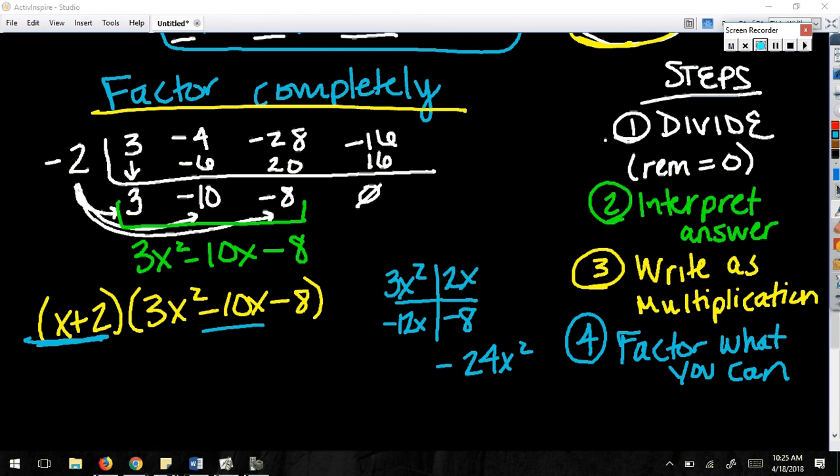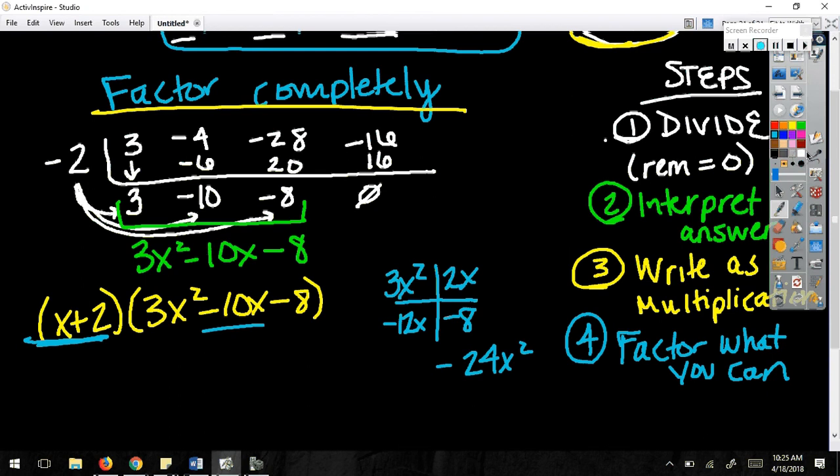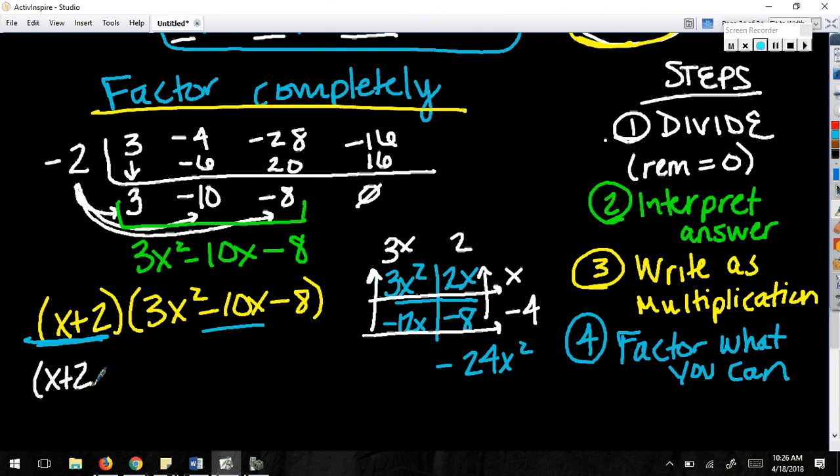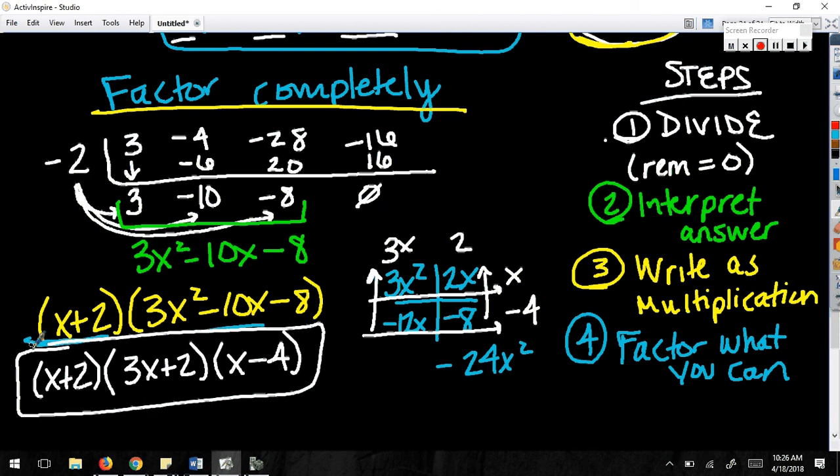Here it goes again. All right, greatest common factor here. 3x. How about here? 2. How about here? X. And here? Negative 4. Good job. So the x plus 2 hasn't moved, it's still there, and now I have 3x plus 2 times x minus 4. Now it's factored completely. Does that make sense?